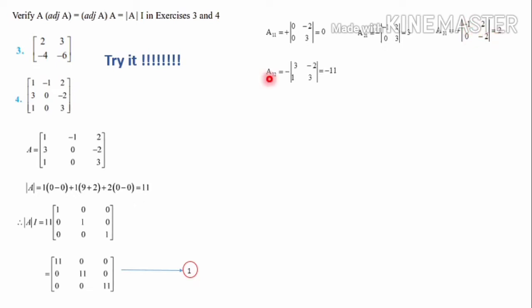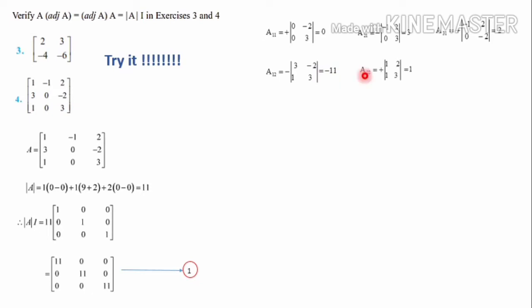Next is A12. A12 is 1 plus 2, that is 3, an odd number, minus sign is outside. First row second element, that is minus 1. That row and column is gone. Then 3, minus 2, 1, 3 is written. When you go for the calculation, 3 into 3, 9. Minus into minus is plus, 1 into 2, 2. So 9 plus 2 is 11. Outside minus, that is minus 11.